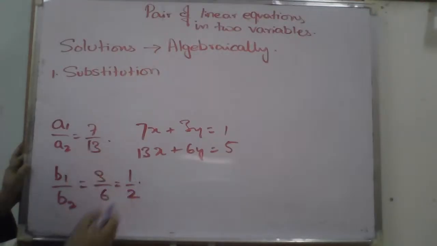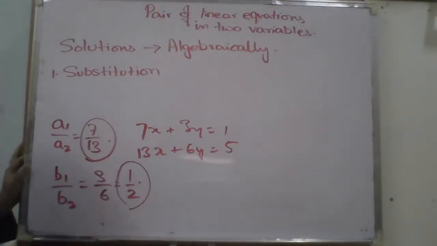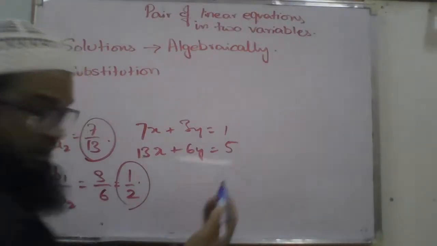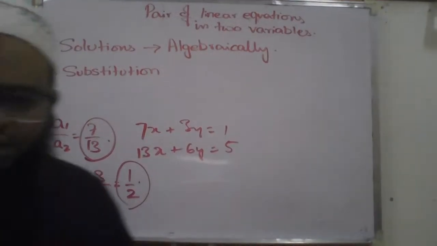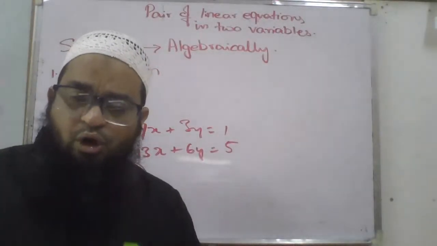So 7 by 13 and 1 by 2. And 7 by 13 and 1 by 2, are they equal? They are not equal, so therefore they are intersecting lines.